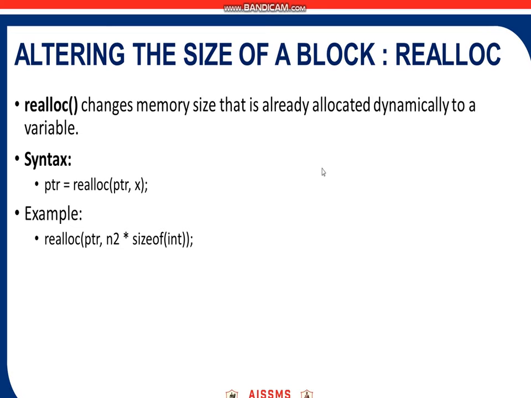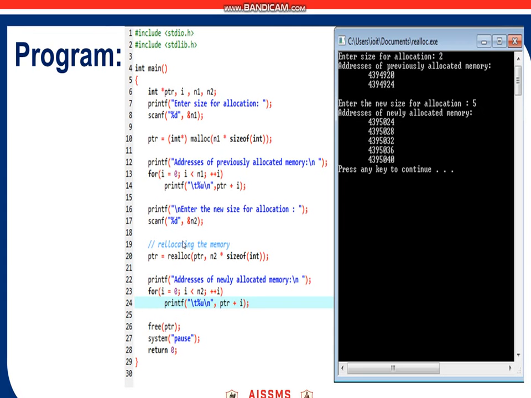Okay, then the next one is altering the size of a block by using realloc. What happens sometimes is that the allocated memory is not efficient, so in that case we want to reallocate that memory dynamically. For that we can use realloc. Realloc changes the size of memory that is already allocated dynamically to a variable. For reallocation we can use the syntax ptr = realloc(previous ptr, size). For example, realloc(ptr, n * sizeof(int)).